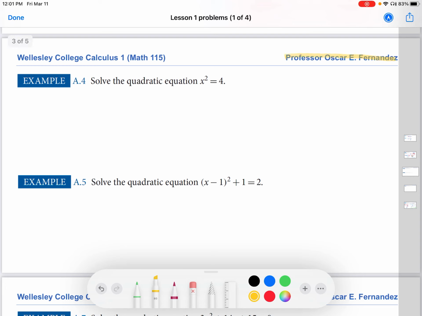Hi, this is Professor Fernandez, and in this video we're going to talk about solving quadratic equations. The examples I'm using in this video all come from the book Calculus Simplified that I wrote and we're using for the course.